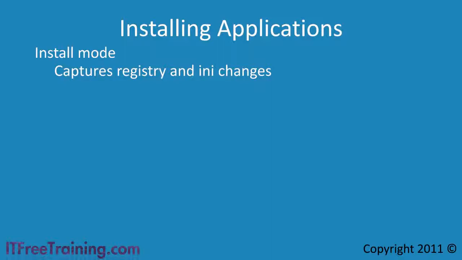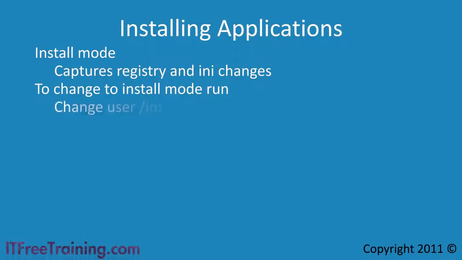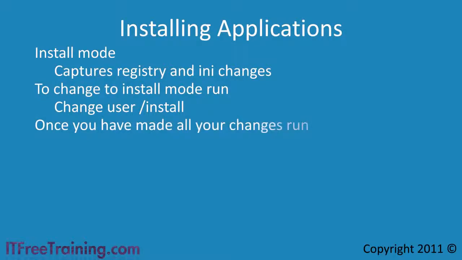If you install programs in execute mode, the settings for the program may run in an unpredictable way when multiple users access your server. To change from execute mode to install mode, run the command change user /install from the command prompt. Once you have finished installing the software and making any other required changes, change back to execute mode by running the command change user /execute.